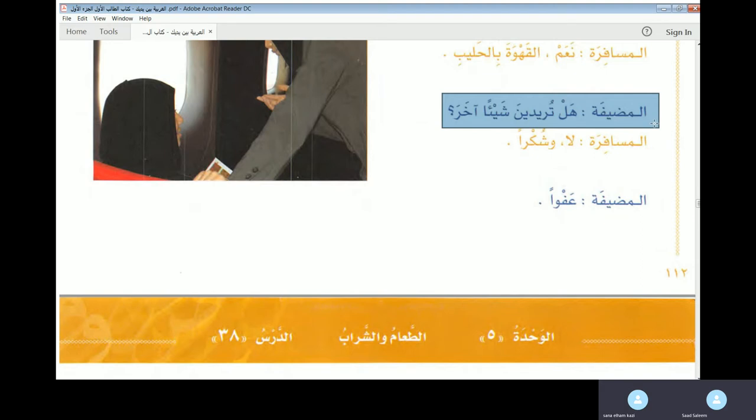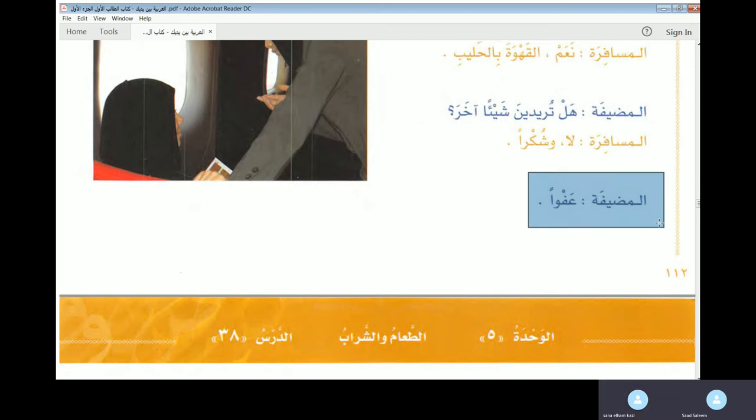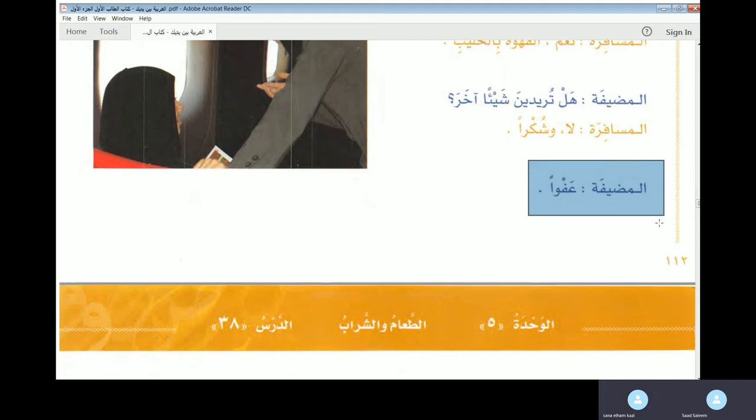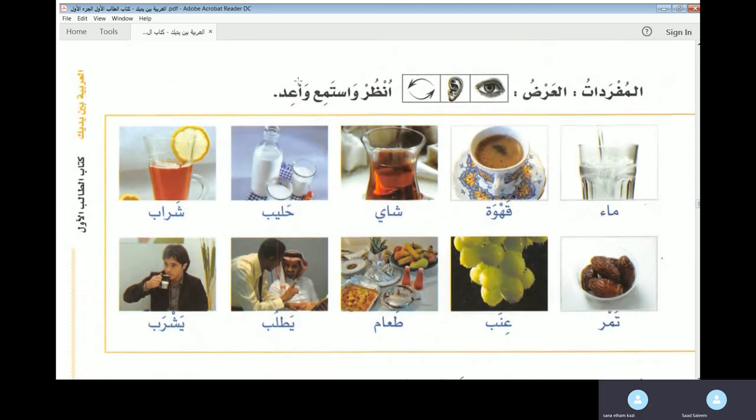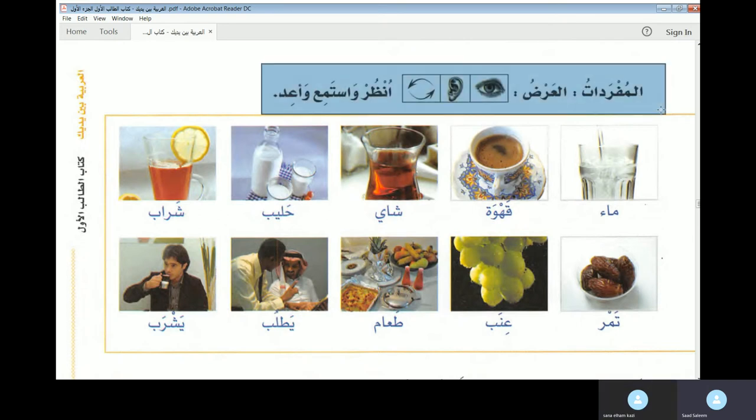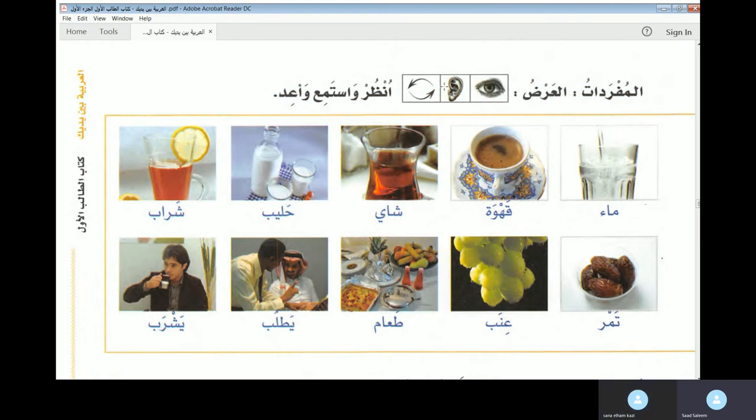And what is mazifa? Muzifa means air hostess and Musafira means female passenger. Okay. Afwan. It's okay. Afwan means it's okay. Next. Al Mufradat are: water, kahwa, coffee, chai, tea, milk, sharab, drink. Okay, Miss Anna.